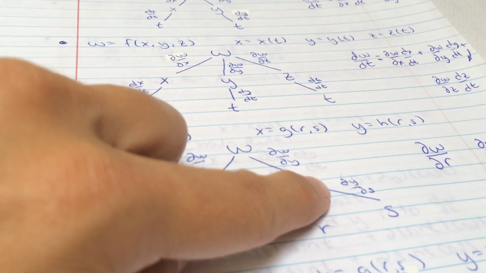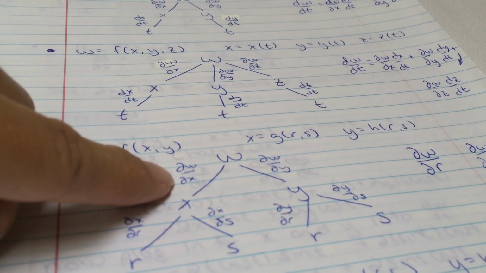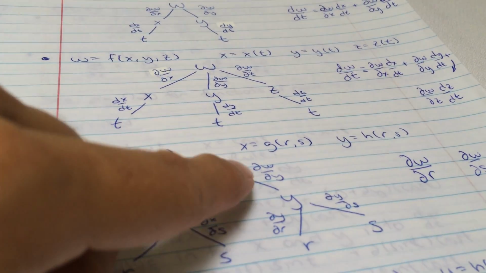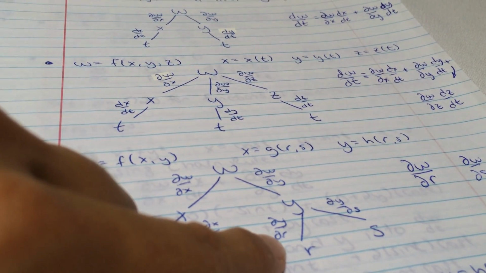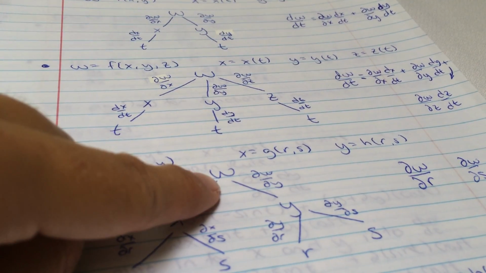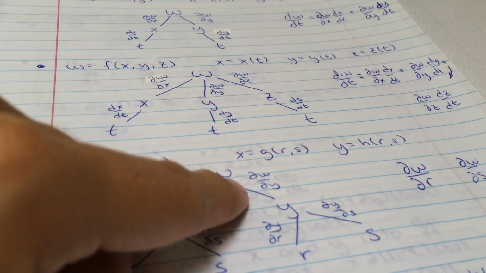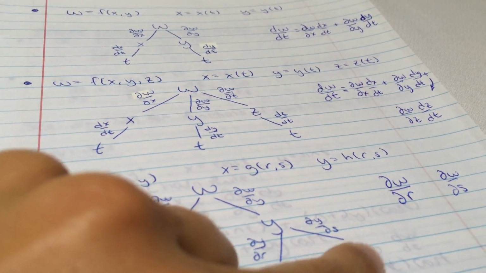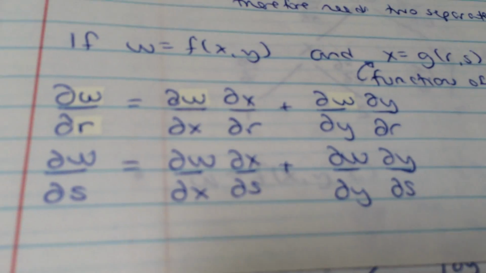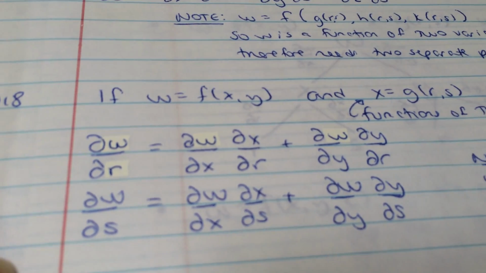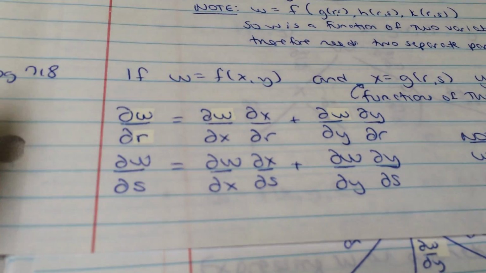For the first one, you're going to go down any branch that ends in an R: dW dX times dX dR, and then over here dW dY, dY dR. So only the branches that end in R. And then for the next one, only the branches that end in S: dW dX, dX dS, plus dW dY, dY dS. The formulas would look like these. These are on page 718 if you'd rather just look at them in your book. So this would be for when you have x and y.